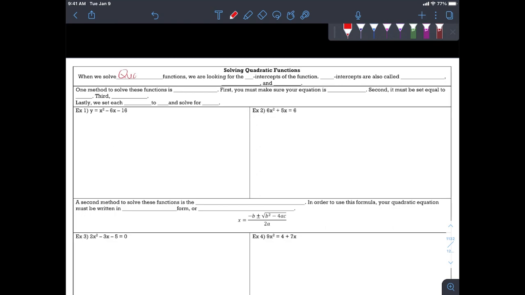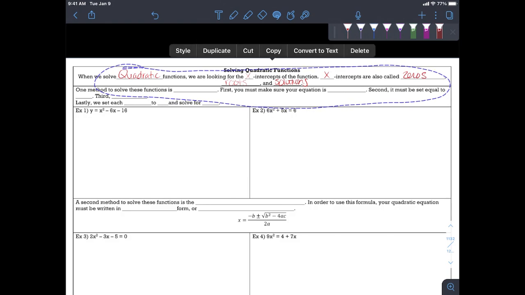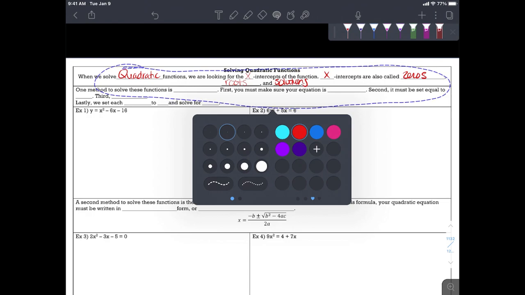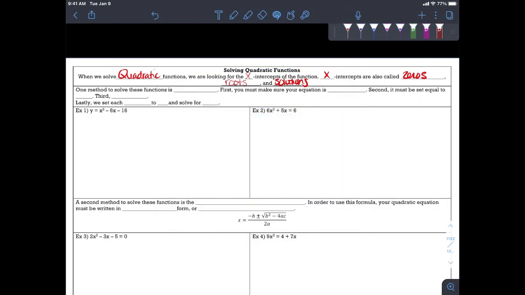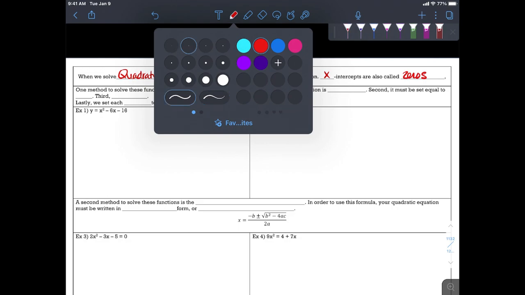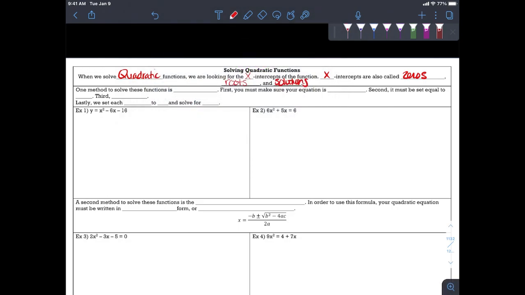So, whenever we solve quadratic functions, we are looking for the x-intercepts of the functions. X-intercepts are also called zeros, roots, and solutions. Those all look like they're very difficult to read, so let me make it just a little bit bigger. All right, that's a little better. So, one method to solve this is by using factoring.